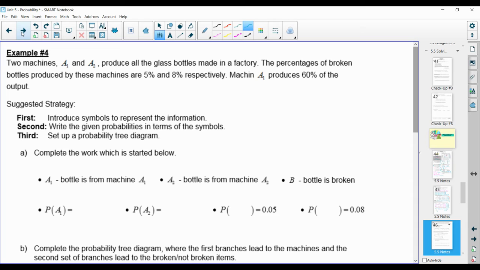All right, so example number 4 says that there's 2 machines, A1 and A2, and they both produce all of the glass bottles made in a factory. The percentages of broken bottles produced by these machines are 5% and 8% respectively.